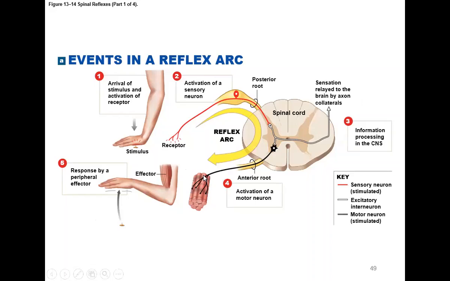Okay? So in and out, and it's always in the same way, regardless of whether it's a reflex that doesn't need the brain or whether it does need the brain. It's always sensory in through the dorsal, motor out through the ventral. Sensory in through the dorsal, motor out through the ventral. It's always going to be the same.